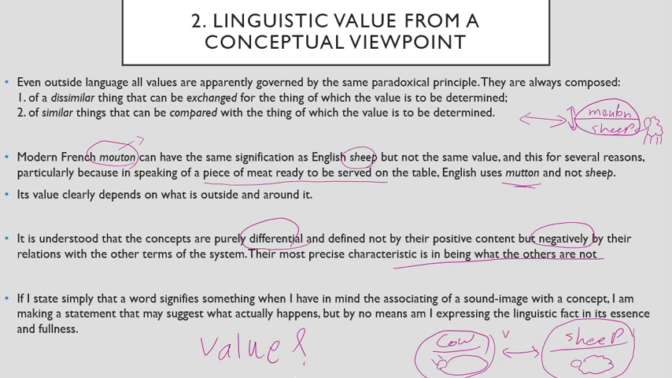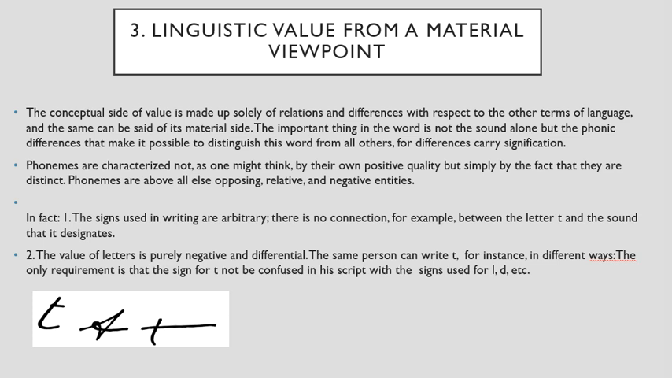So this exactly is the reason why I can understand this relationship. Only the difference between signifier and signified is not enough for you to understand the language. That's what he's trying to say. So linguistic value from a material point of view, and by material we mean the sound image. The conceptual side of value is made up of relations and differences.